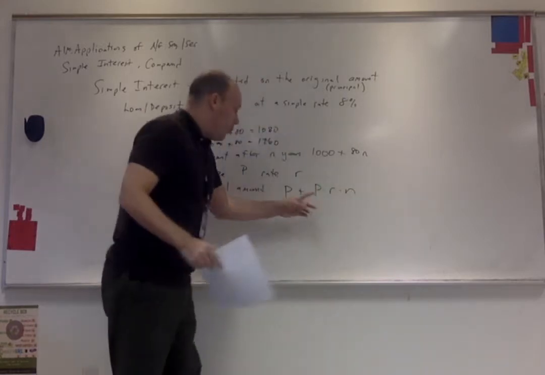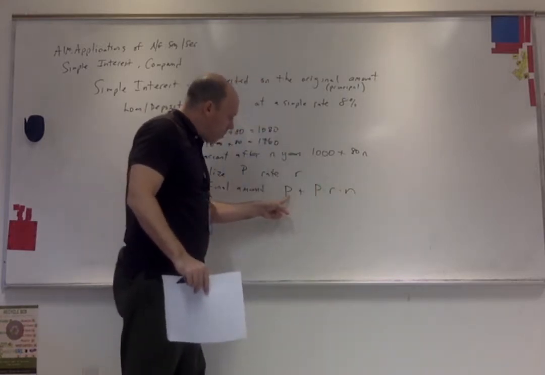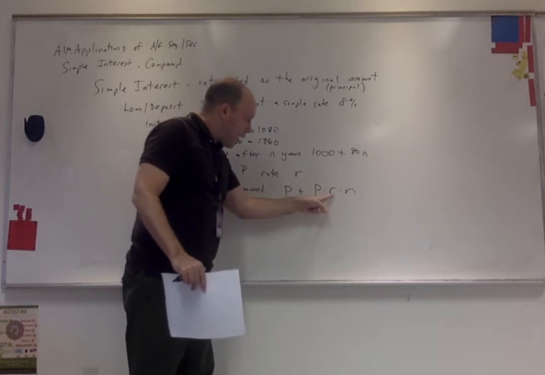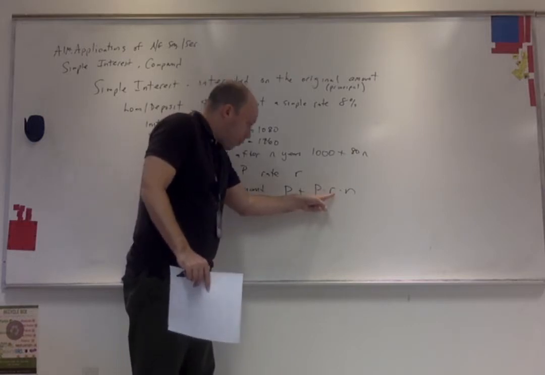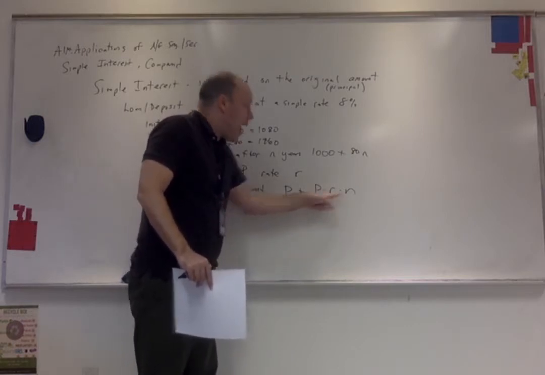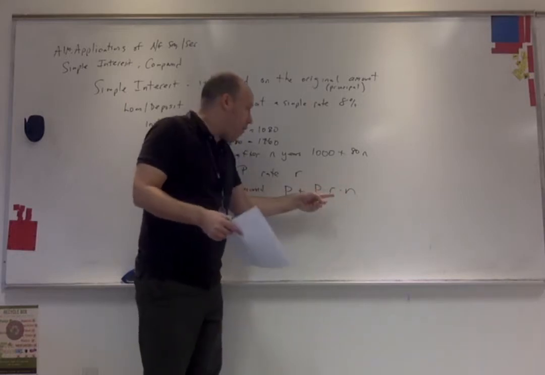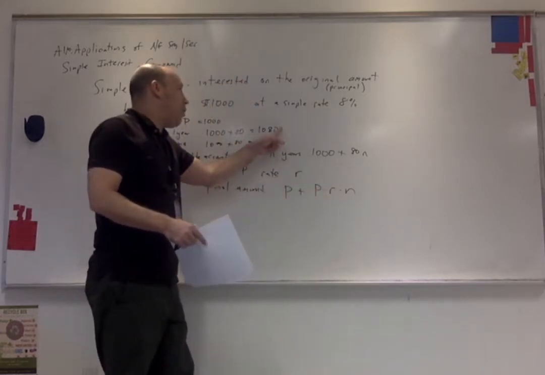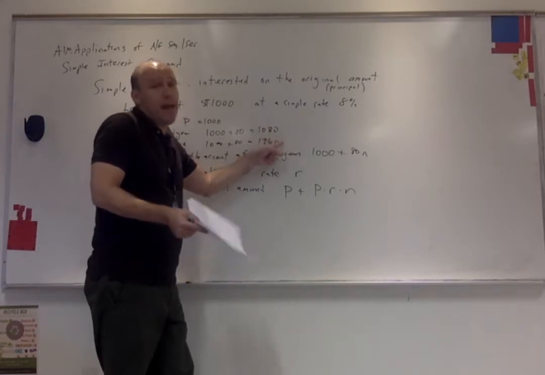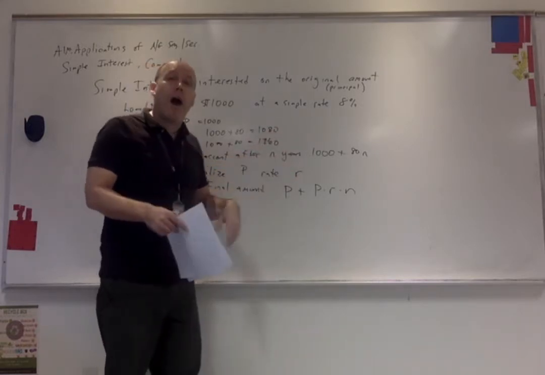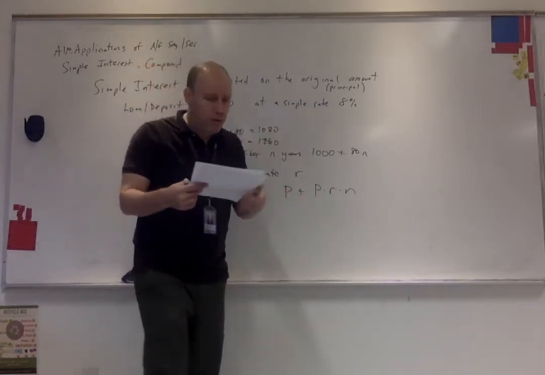Once again, I start with my original amount. I'm taking the rate of the initial amount, so that was 8% of 1,000, which was 80, and I did that n times. So after the first year, I had 1,080. After 2 years, I had 1,160. After the third year, I would have 1,240, and so on and so forth.